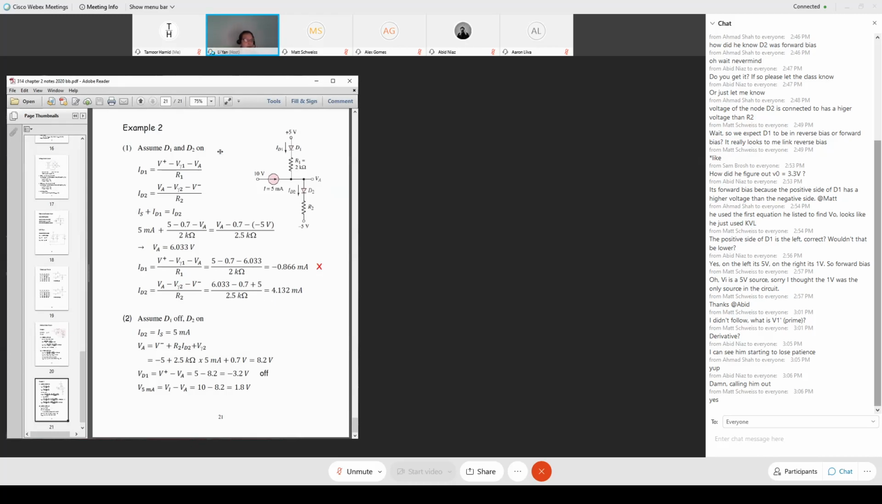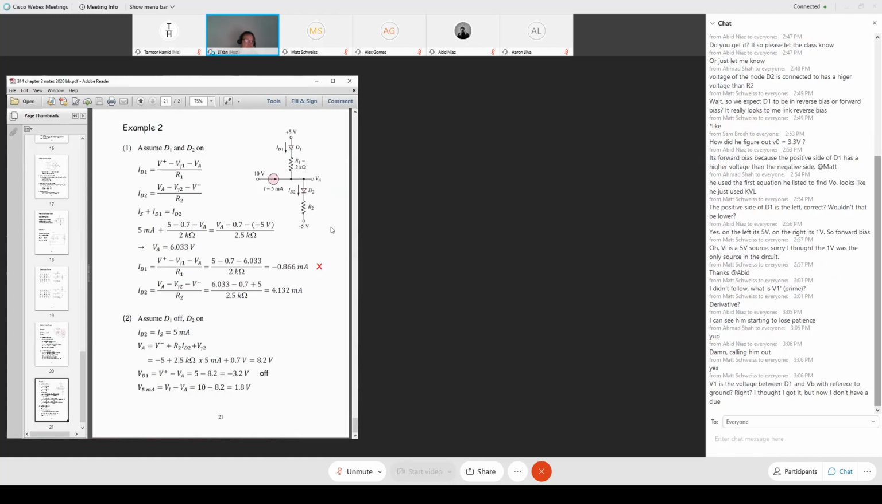So the second example is a circuit with more complication. I have 2 diodes, D1 and D2, and 2 power supply voltages. One is plus 5 volts, symbolized this way in the textbook. But in my notation, I usually label it V plus. So V plus equals plus 5 volts. At this end, I have another power supply voltage, which I call V minus. So V minus equals minus 5 volts.